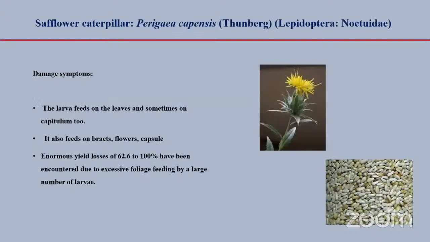So next it is the safflower caterpillar, that is Perigea capensis. This also belongs to the family Noctuidae and order Lepidoptera. If you see the damage symptoms, they are first known to feed on the leaves, and later they feed on bracts, flowers, and also capsules. It is reported that they cause yield loss of about 62 to 100% when there is excessive feeding of these larvae.